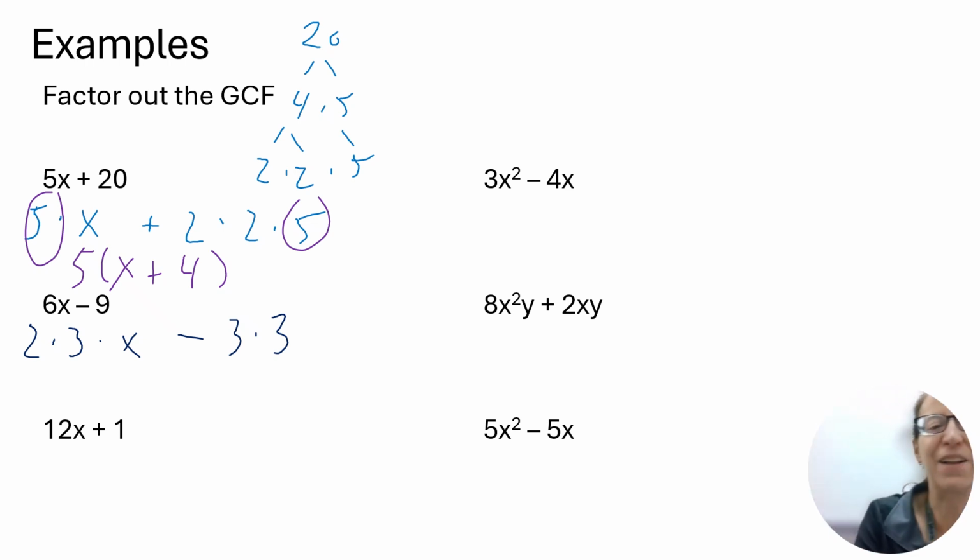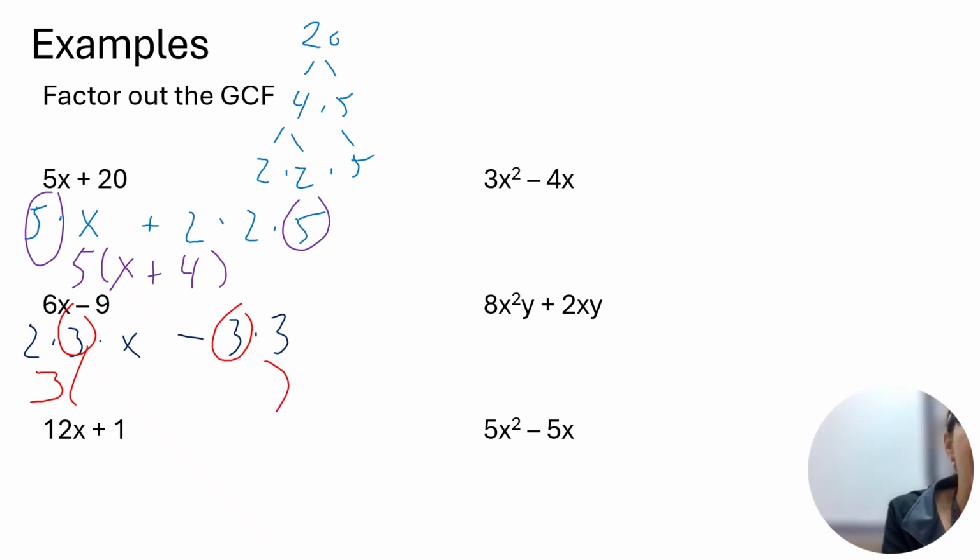Awesome. Anyway, we've got our common factor of 3. And so the 3 is what's going to come out, and then anything not circled is what's still inside. So I have 2x, I have the minus sign, and I have the 3. So 6x minus 9 factors into 3 times 2x minus 3.